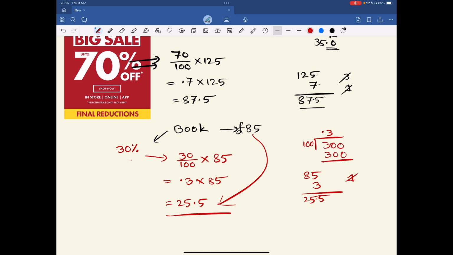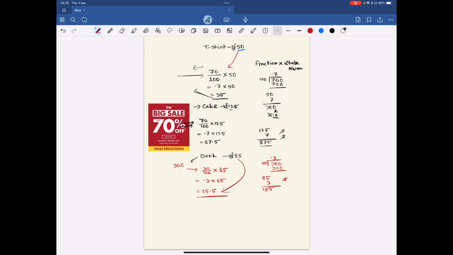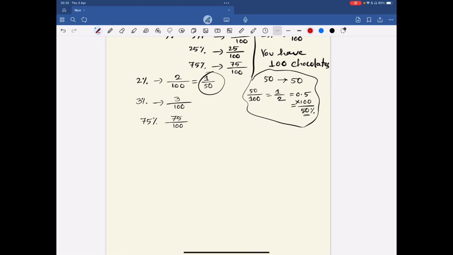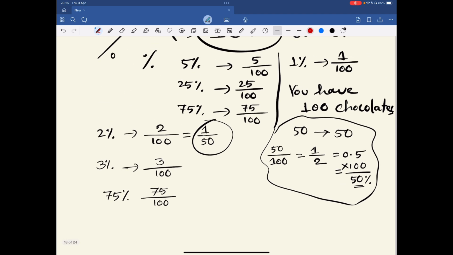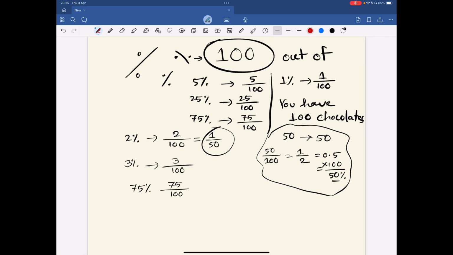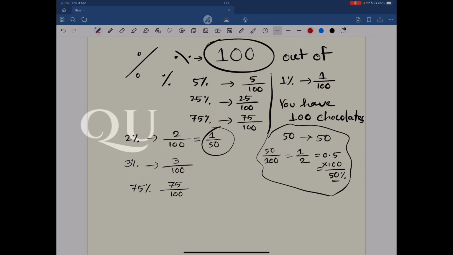I'm not saying that's how many pounds you will get after the discount. Okay, that's how you calculate a percentage. So you know how to calculate these things. Now you will get some questions on the screen. Pause the video and try to solve those questions.